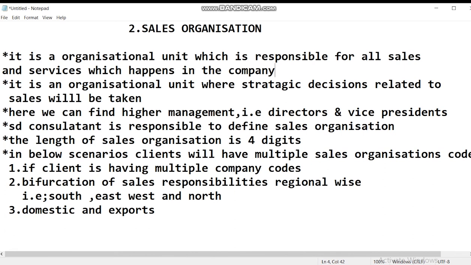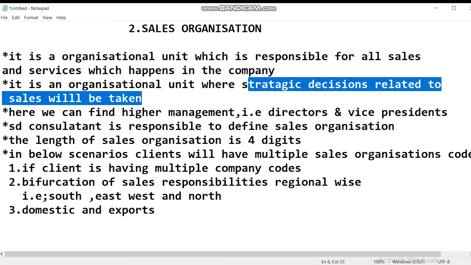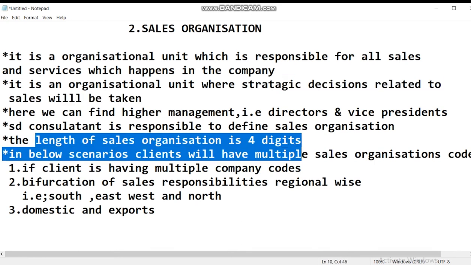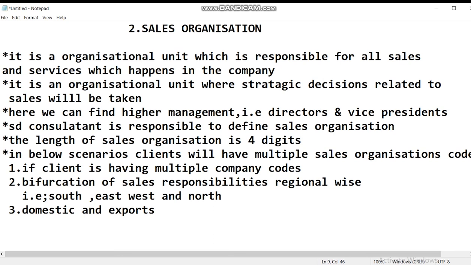And here we can find the higher people like directors and vice presidents. They will take the strategic decisions related to sales, and the length of the sales organization is 4 digits, nothing but you do not exceed more than 4 digits while you are defining the sales organization in the SAP software. Hope you can understand. Definitely you will understand when you are trying to define it in the software.